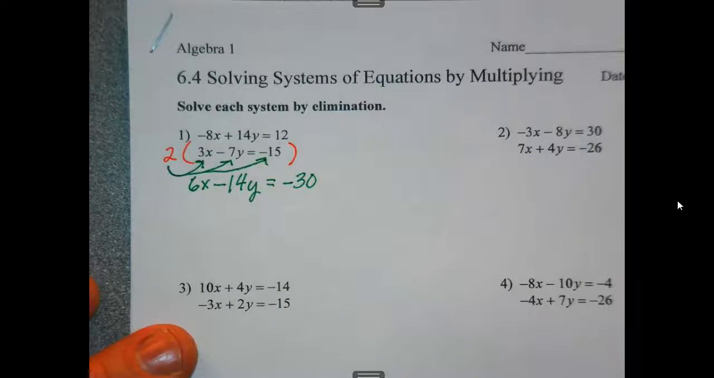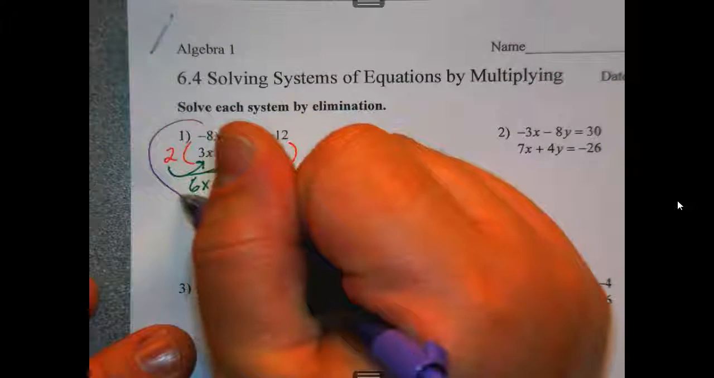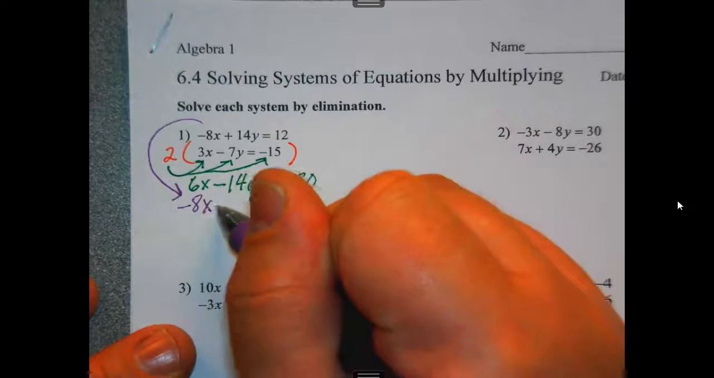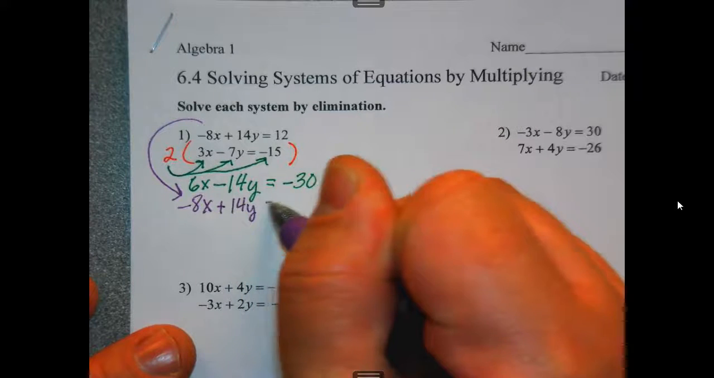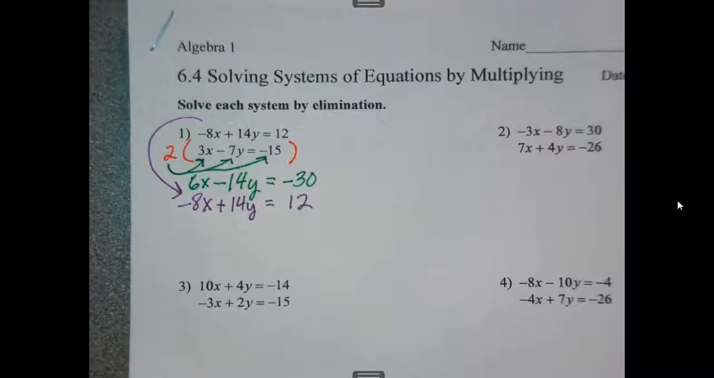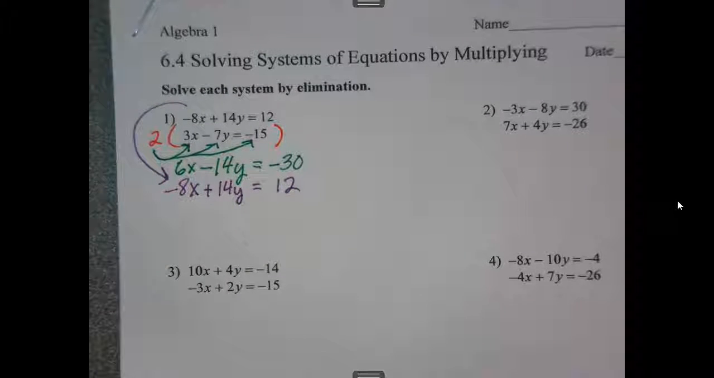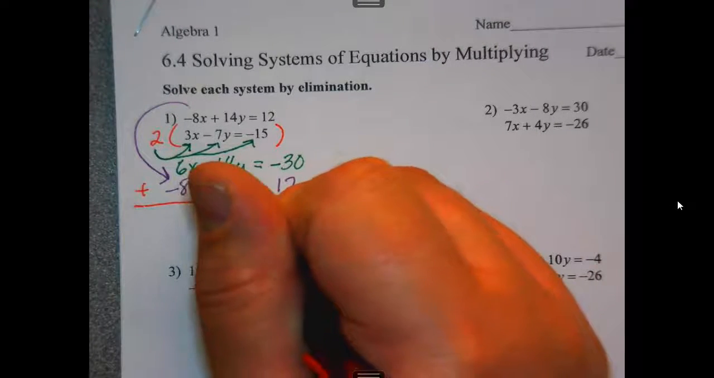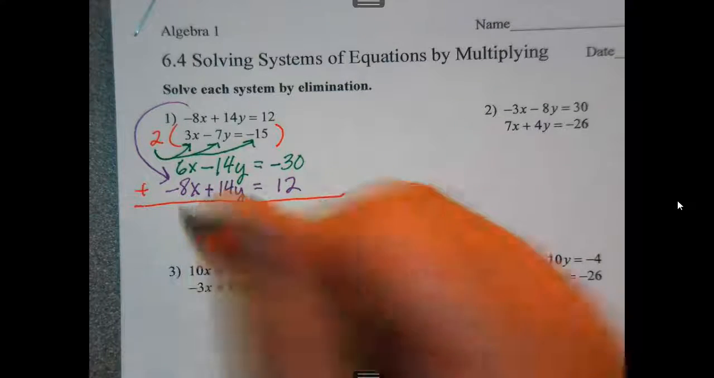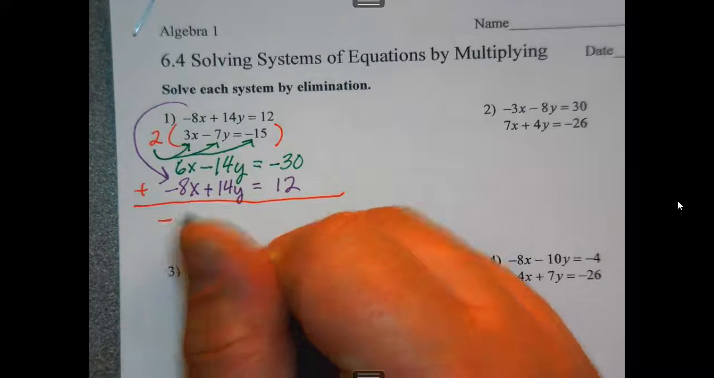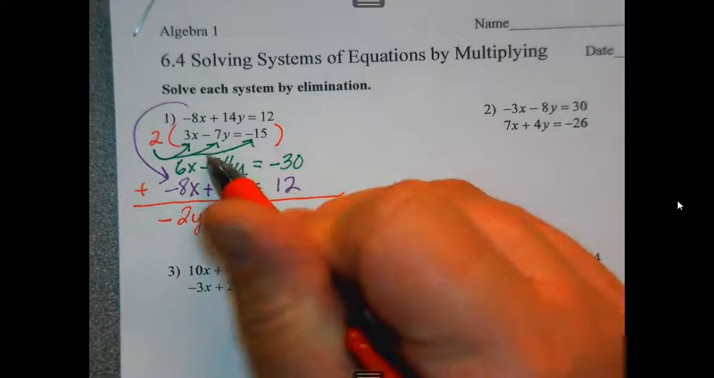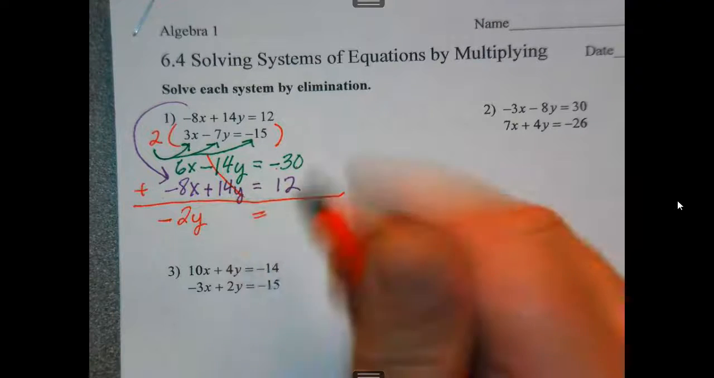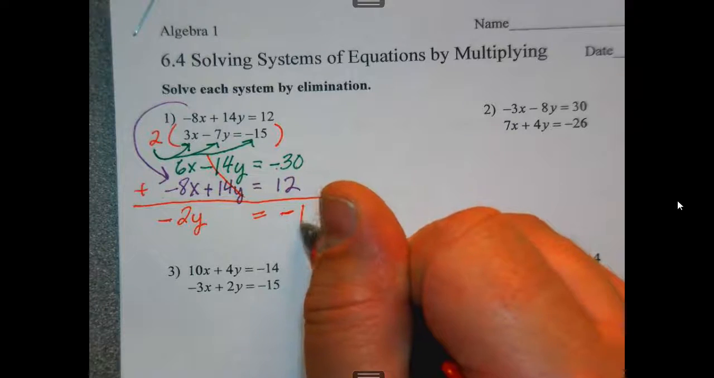Then I'm going to rewrite the top one right underneath so it's easier to add them together. -8x plus 14y equals 12. Do you see how I'm going to be able to eliminate the y's? Add the two together now. 6x plus -8x is -2x. My y's get eliminated. -30 plus 12, -18.